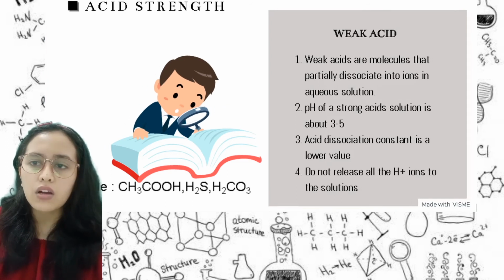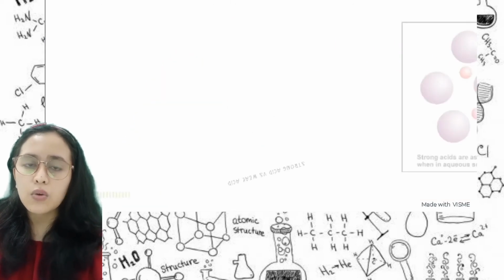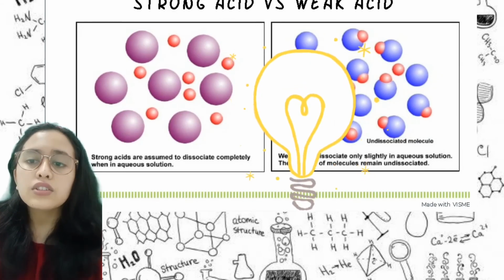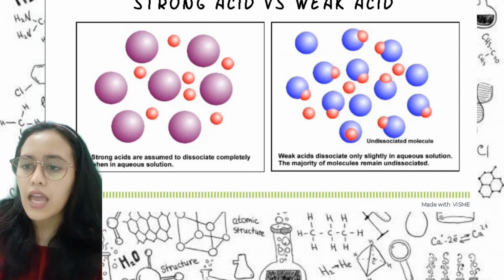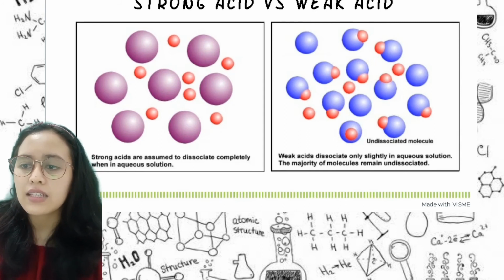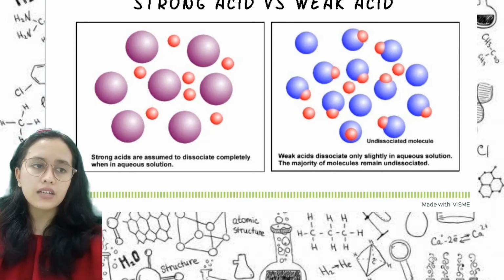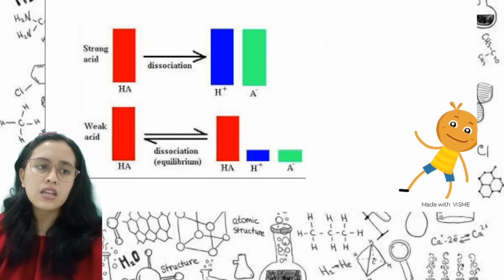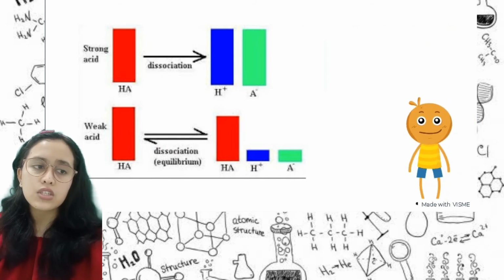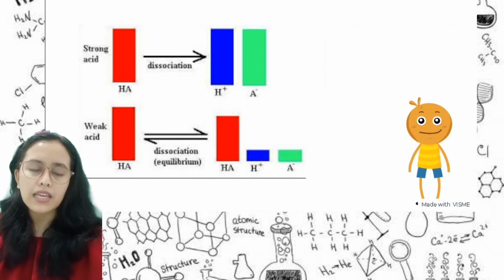This is the picture about strong acid versus weak acid. What is the difference? Strong acids are assumed to dissociate completely when in aqueous solution. Weak acids dissociate only slightly in aqueous solution. The majority of molecules remain undissociated. The diagram shows us the relative concentration of species when a strong acid and a weak acid dissociate. The same holds true for strong and weak bases.